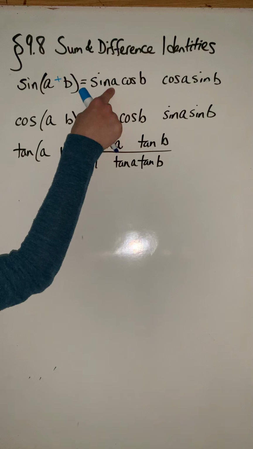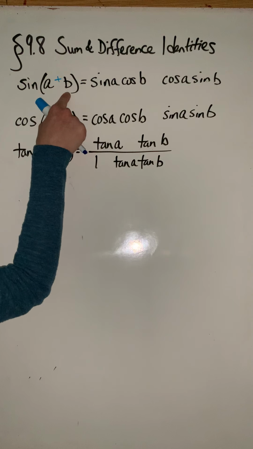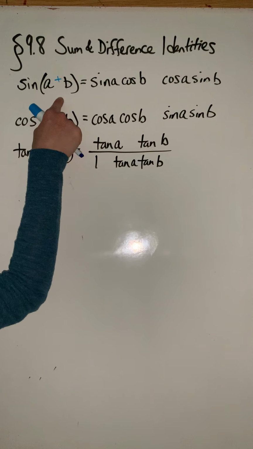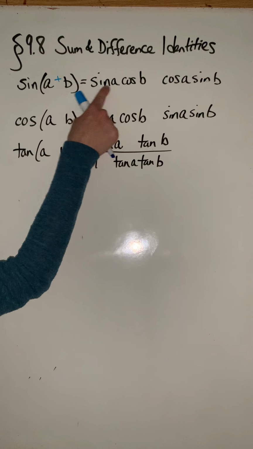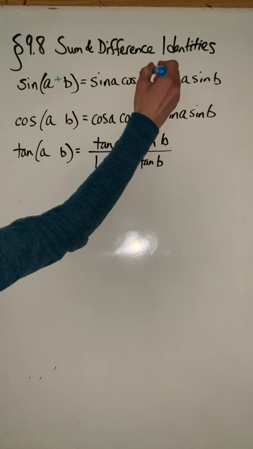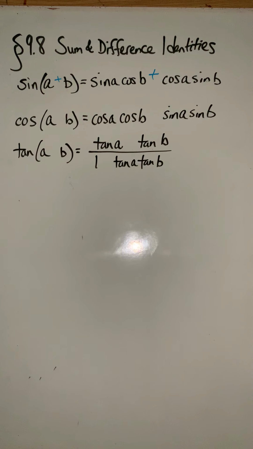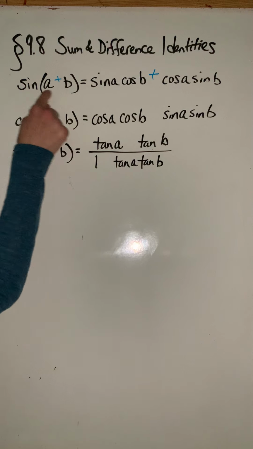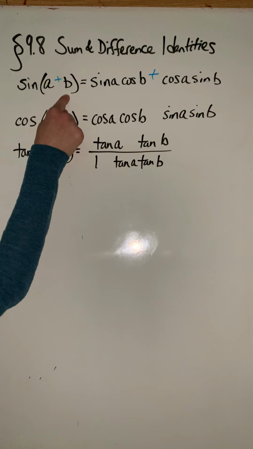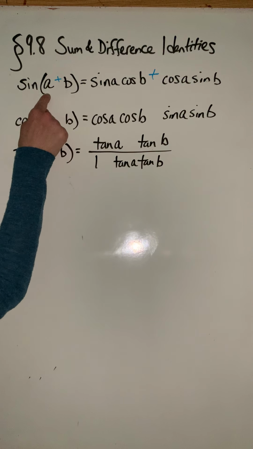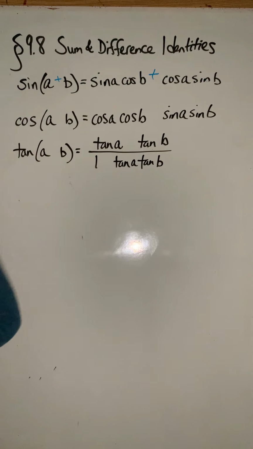the angle that we're trying to evaluate the trig function at is just a single angle and not two like we have here. So the sine of A plus B is just the sine of A times the cosine of B plus the cosine of A times the sine of B. So we're taking the sine of the first angle times the cosine of the second, and then we're going to add to that the cosine of the first angle times the sine of the second.